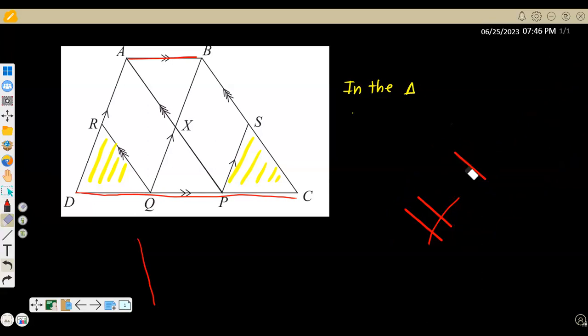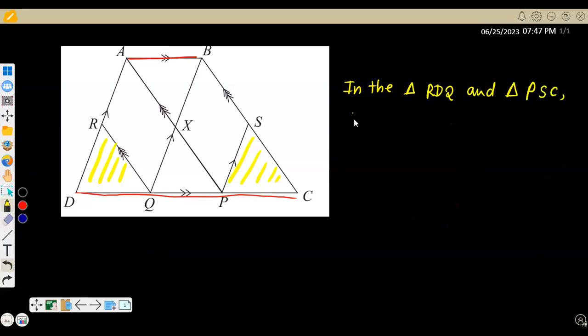Parallel straight line segments are not equal in length. Okay. In triangle RDQ and triangle PSC, angle RQD is equal to angle SCP because RQ is parallel to SC, so the corresponding angles.